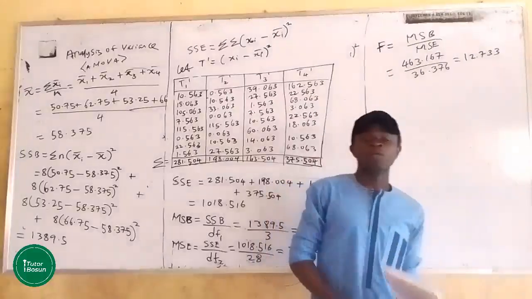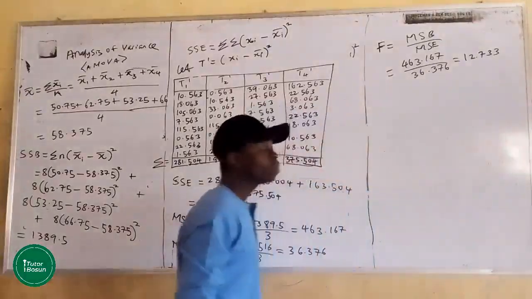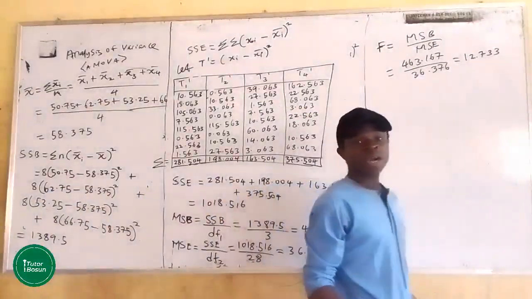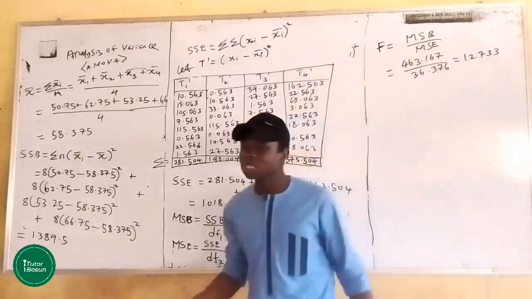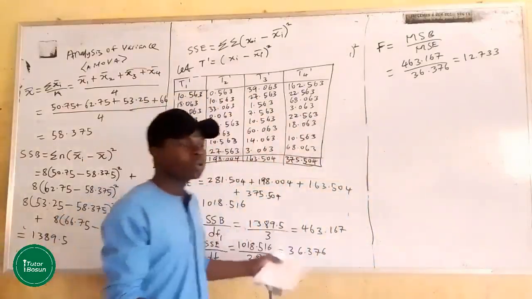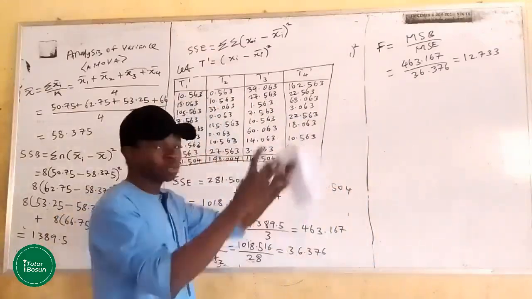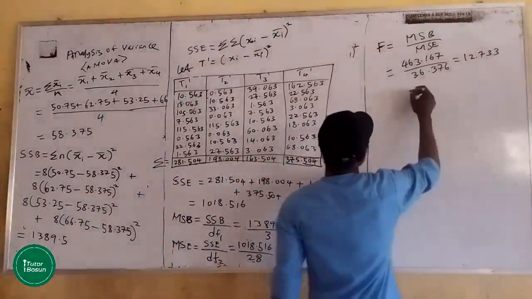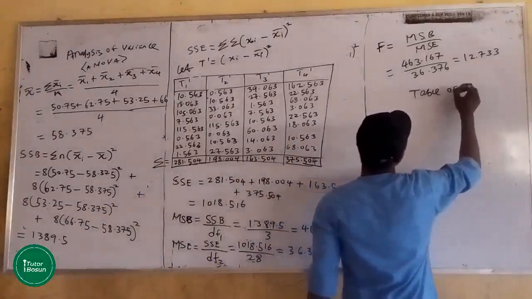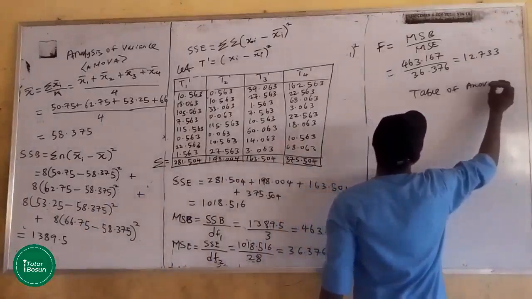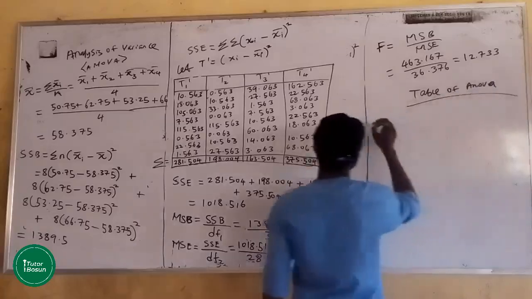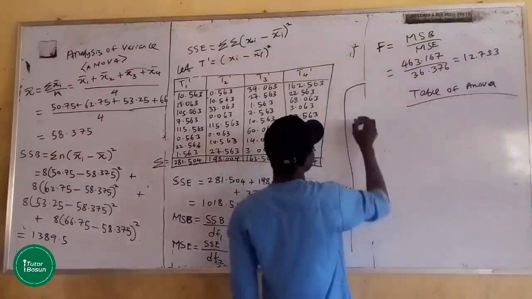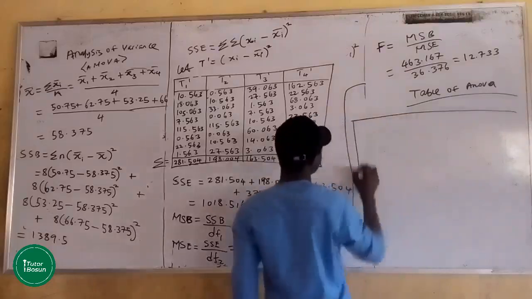12.733. We have been able to complete all our values. We have been able to calculate all our needed values, all our required values. So we can now summarize everything we have calculated into a table called the table of ANOVA. It's just as if we want to summarize everything we have computed into one table. So by drawing a table of ANOVA, the table of ANOVA is something like this. Here we have a table of ANOVA.